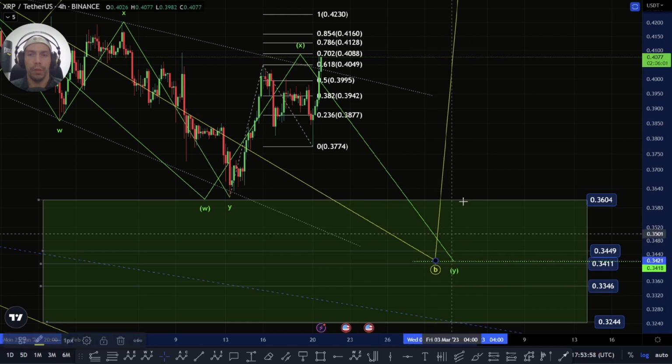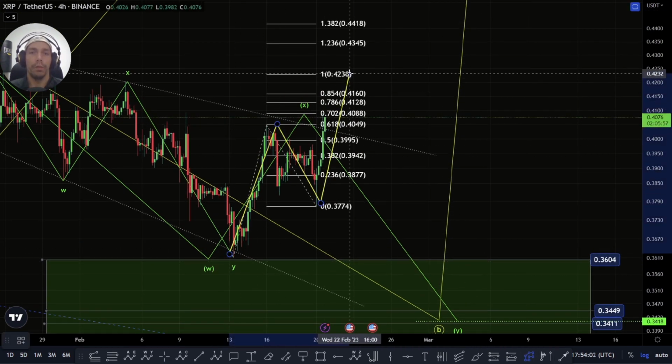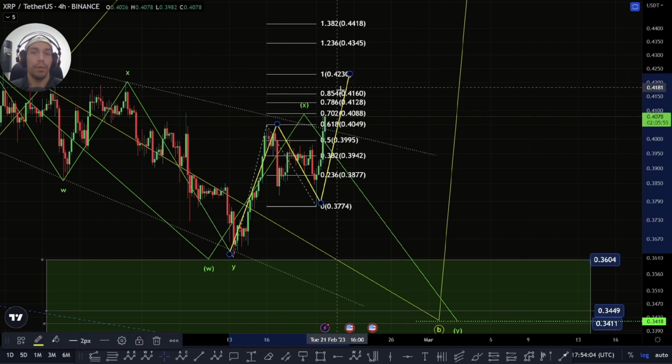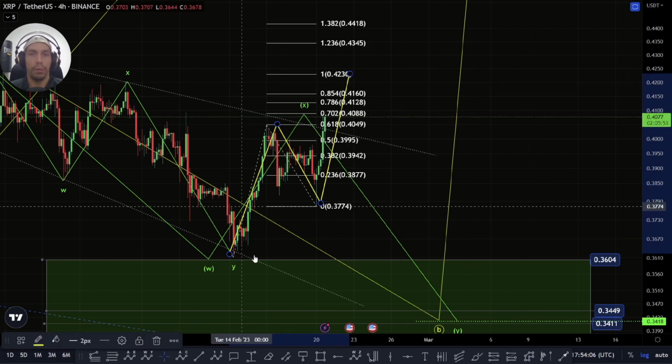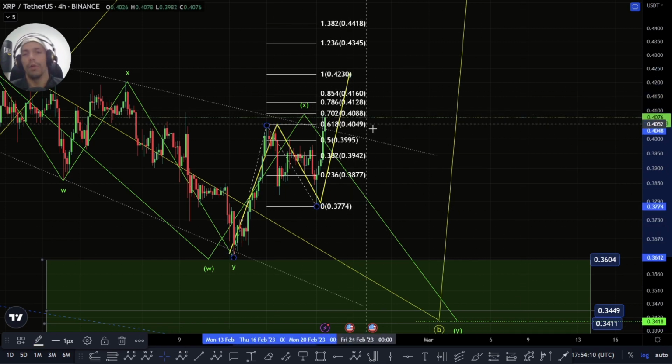However, we need to just bear in mind that this could always just develop as a 3-wave move to the upside, which would be a corrective structure, which would mean that we would actually look to break down from that point because corrective moves normally indicate a continuation of the trend.